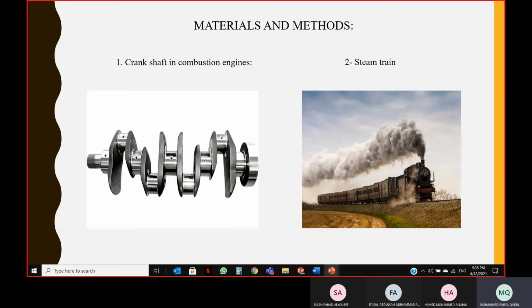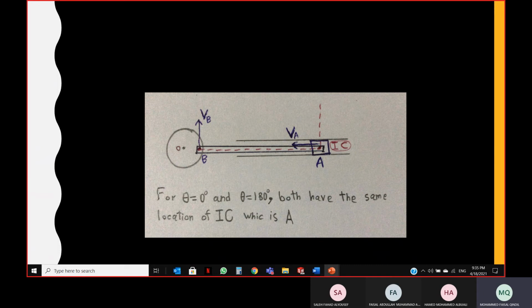The second type is the steam train. The first steam train began to operate in early 1804 and transported people and goods from one location to another. The train's wheels were driven by a slider crank mechanism, which used a steam engine to transform the heat energy of steam into mechanical energy. And I'll leave you now with my colleague Hamad.